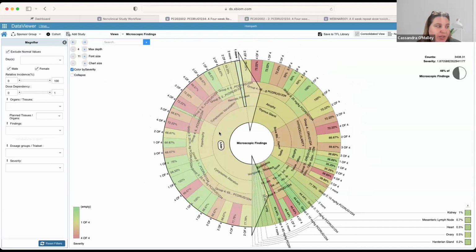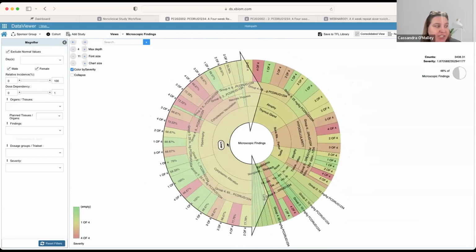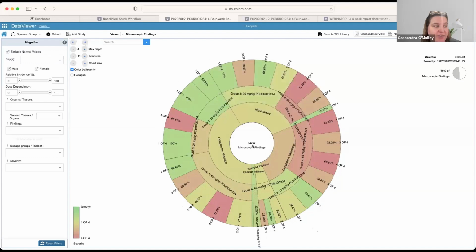I'm just going to do a quick click on the liver. And I see that of the remarkable records in the dataset, 48% of my findings are in the microscopic findings. I would be able to do an additional click on there, and then I can zoom in a little bit further and see where they were separated out into, such as hypertrophy. And I see that's 26% of the liver findings or 13% of the microscopic findings overall.